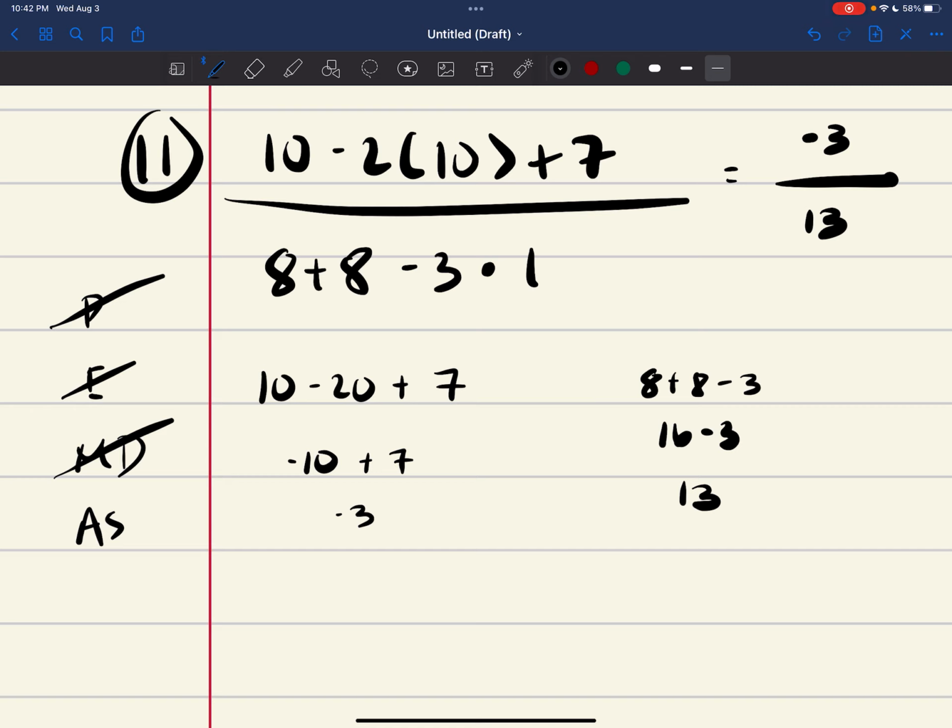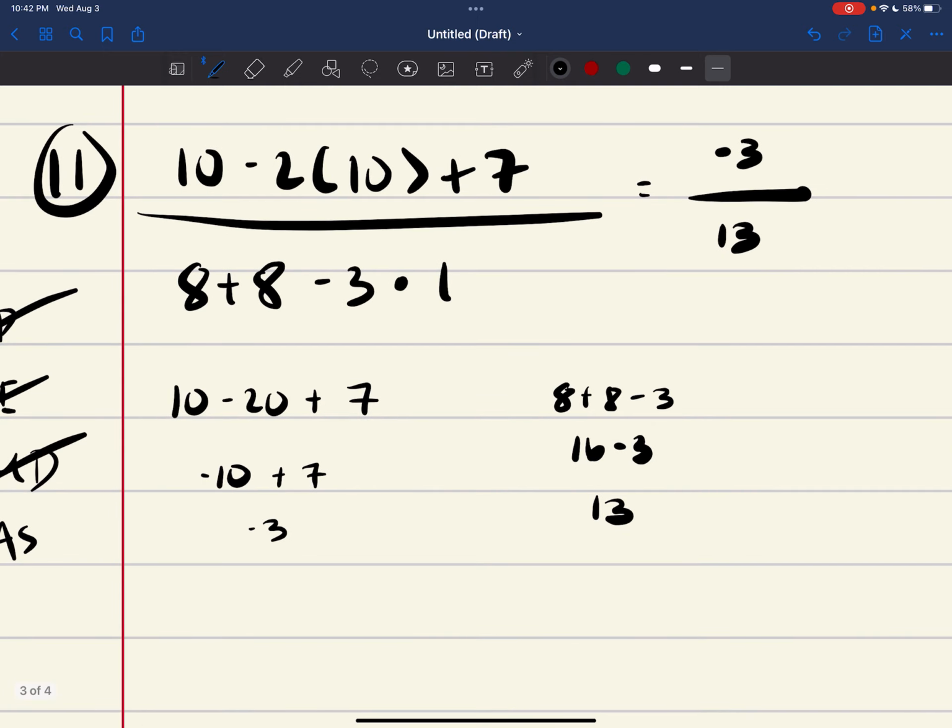And you can go ahead and put that in decimal form, but I like to keep it in simplified fraction form. If I can go ahead and simplify this, I would, but I don't need to because there's not a number that goes into negative 3 and 13 at the same time. So this is actually my answer.